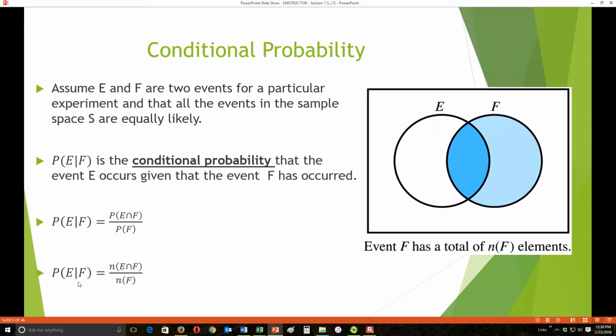We can also change this up. Instead of using probabilities, we can use counts using our numbers. So probability E given F is the number of E intersect F divided by the number of F. So I can count the number of ways F occurs, and then that's my denominator, and my numerator is the number of ways E and F occur, their intersection.